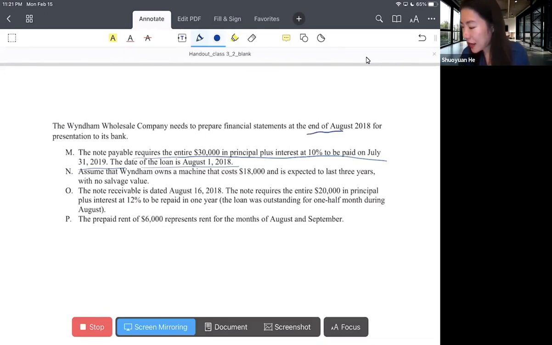So now it is the end of August 2018. The date of the loan is August 1st. So this 30,000 is borrowed on August 1st. And now the note payable requires the entire 30,000 in principal plus interest to be paid on July 31st, 2019. So we're not paying this interest yet. However, we have used this loan for 1 month now. So interest has already occurred.